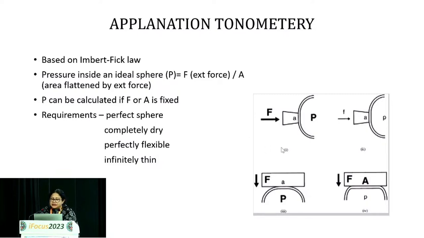It can be a variable force or variable area type of thing. Like here, in this picture, the first two pictures, it is constant area. So when the area is constant, you need more force when the pressure inside the eye is higher. But when the pressure inside the eye is lower, you need a lesser force for applanation of the same area. And similarly, in the other type, when the force is constant but the area changes, this depends upon the pressure of the eye. When the pressure is high, a small area is applanated by a constant force. But when the pressure is low, it will be indenting, applanating more of the area.